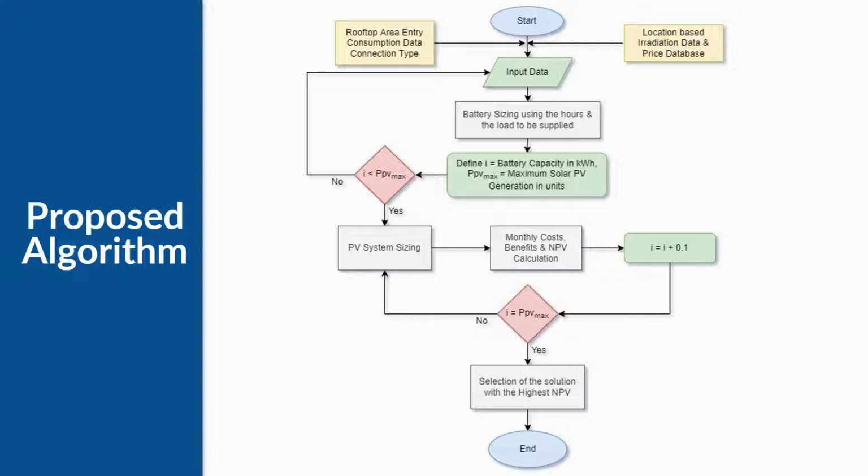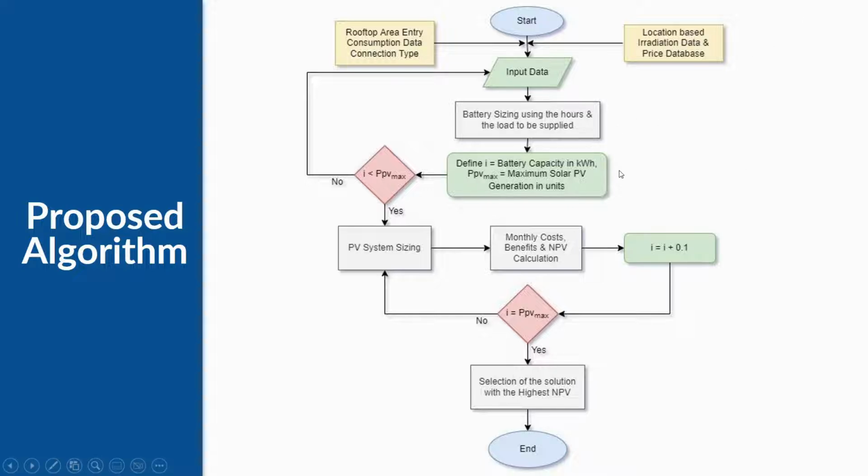At first, the technical parameters such as location, price of the components, rooftop area, load profile and connection type are entered by the user. Then the period during which battery discharging should occur is determined by the user as well. Based on the load during that interval, which can be calculated from the load profile, battery sizing is done considering other constraints such as charging and discharging efficiency, maximum depth of discharge and maximum state of charge. The PV system is sized based on the inputs mentioned above.